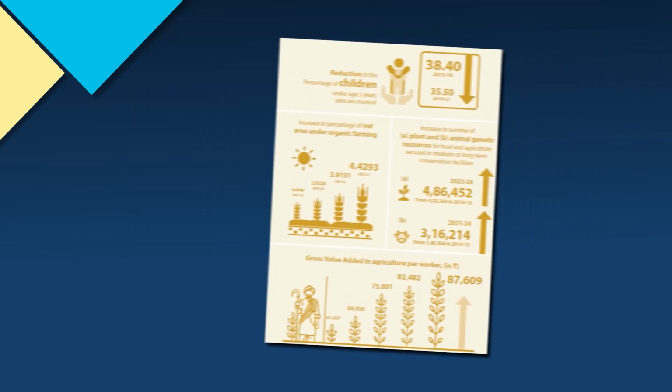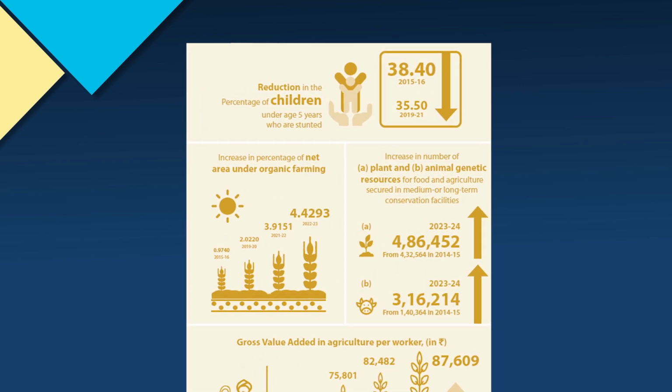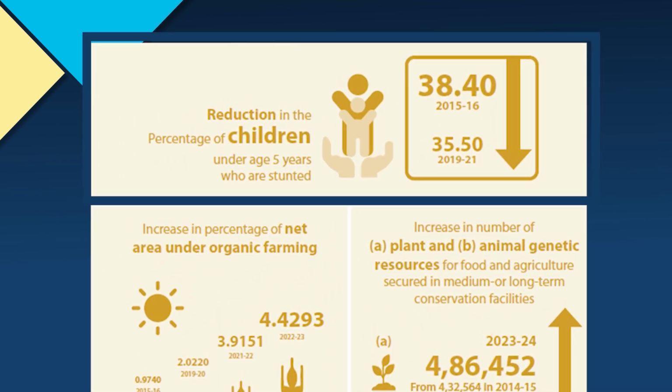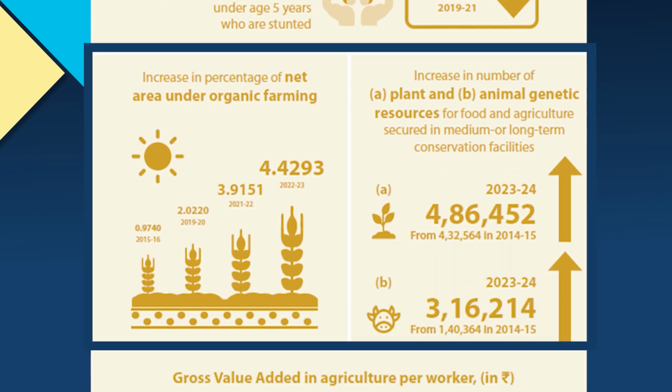So, reduction in the percent of children under the age of 5 years who are stunted: if you compare, in 2015 it was 38.40, and now it is 35.50, so we are reducing. There is reduction going on. When it talks about net area under organic farming, it is increasing. From 2015 to 2016, it was 0.9740 percent net, and now we have 4.4293.